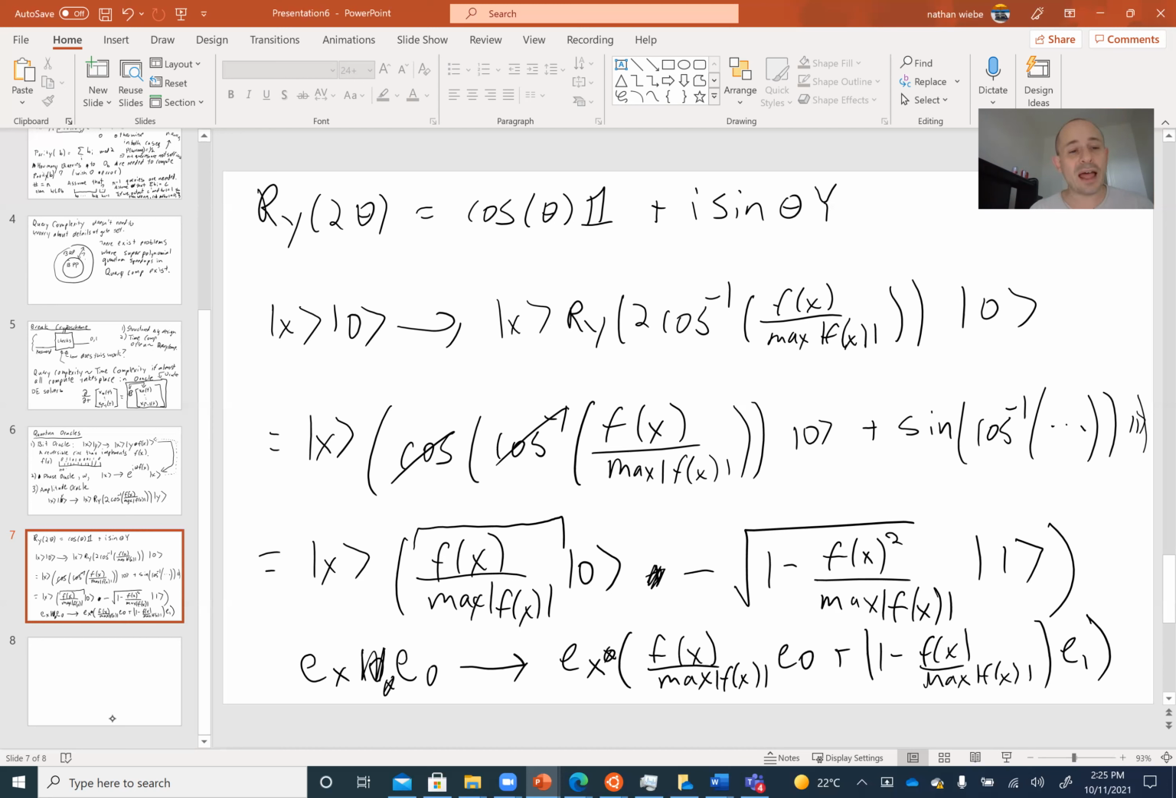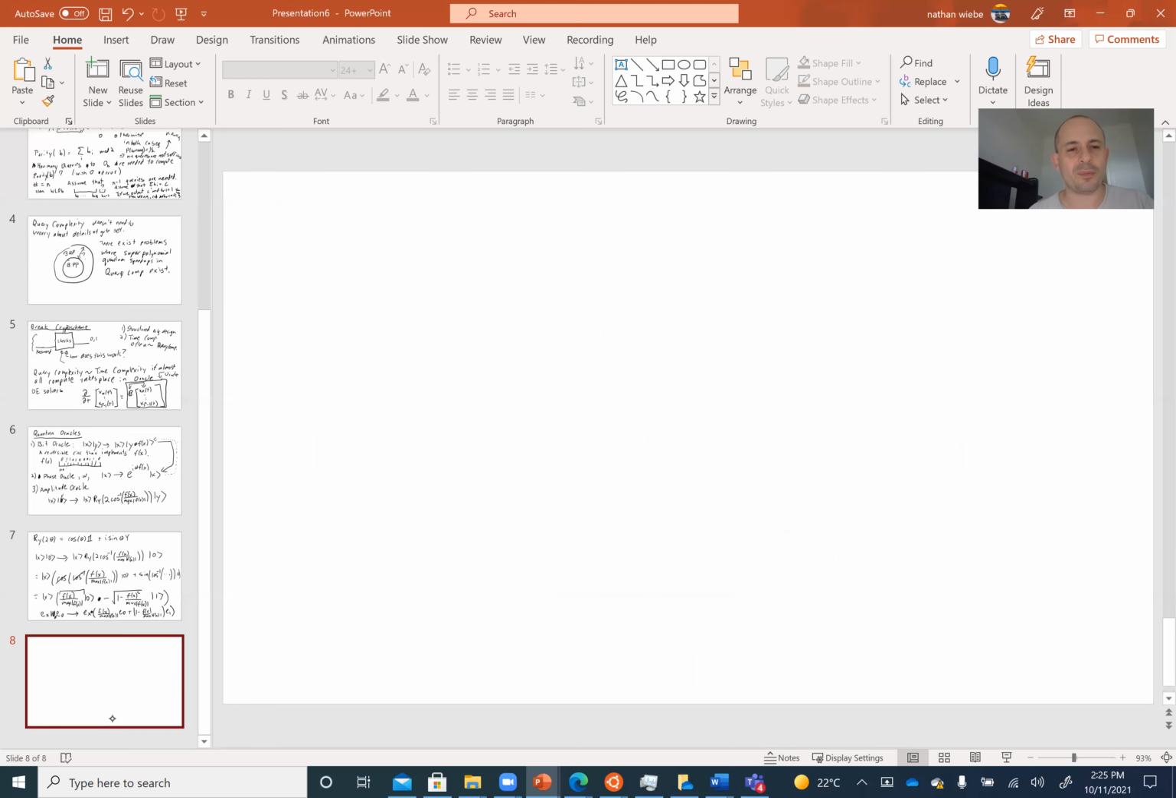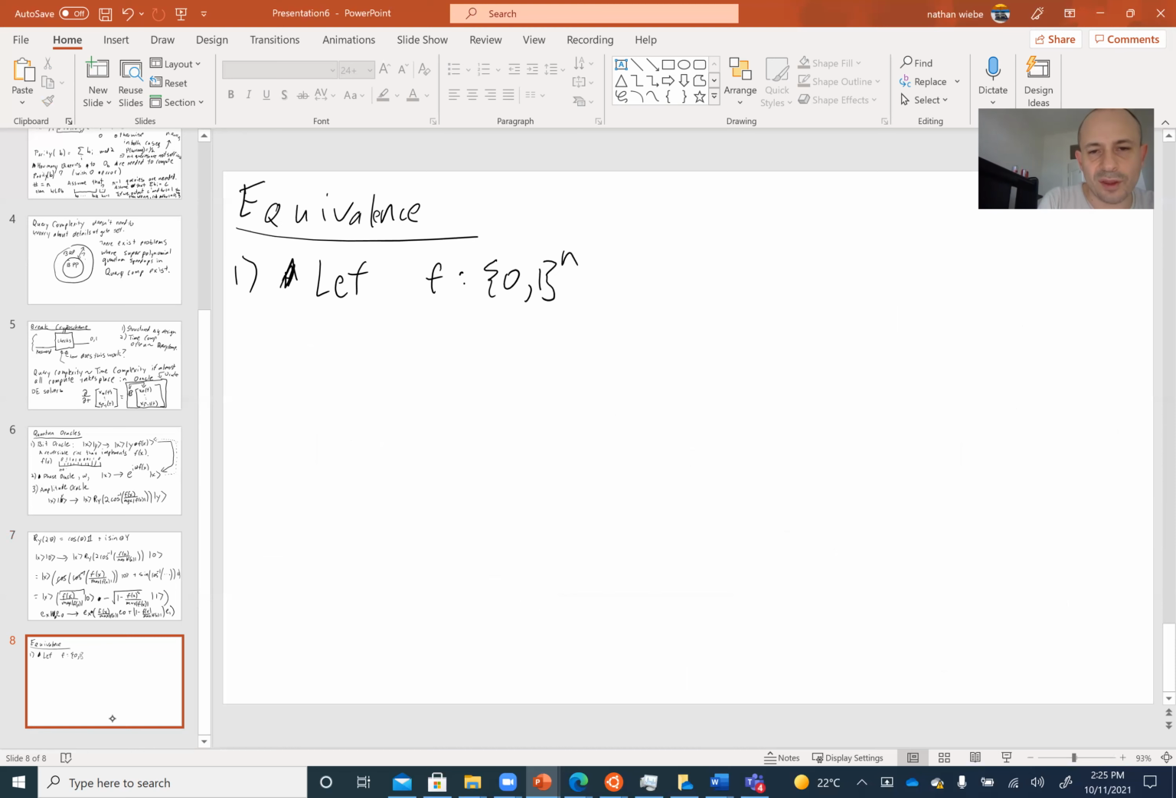The last thing that I want to talk about is how the equivalence between the oracles goes. First thing I'd like to be able to do is, one, let f map 0,1 to the n to 0,1. And we're going to take omega equal to pi.